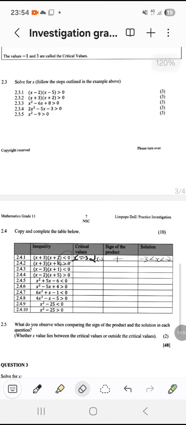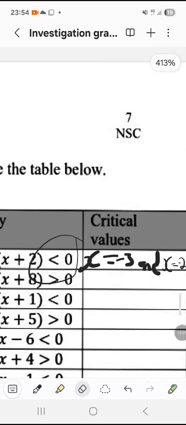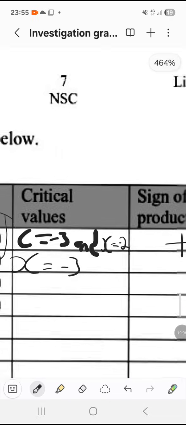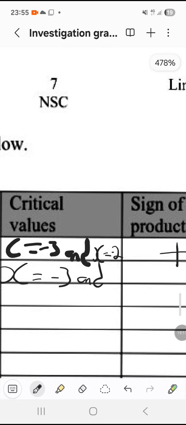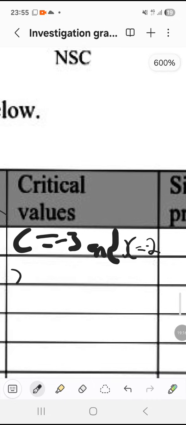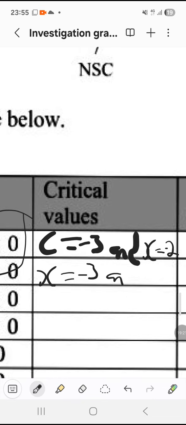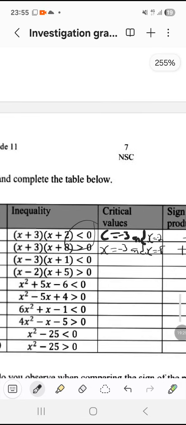Okay, one more example. 2.4.2. Critical values: x plus 3, so it means we have x is equal to minus 3. And x is equal to minus 8. So both are negative, so we have a positive there.